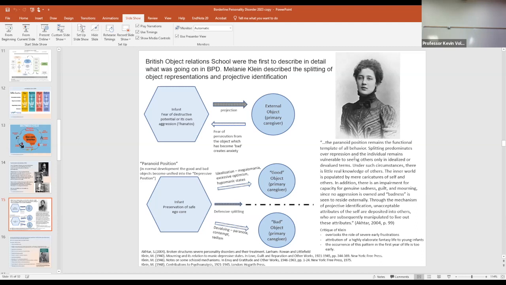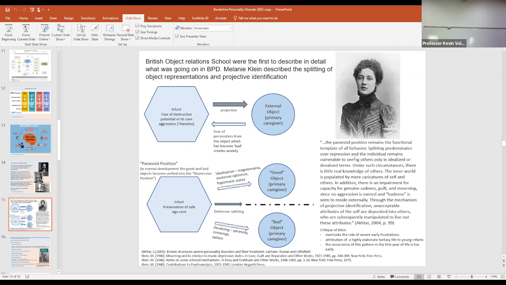But in the paranoid position, the infant wants to protect the goodness. So it splits the primary caregiver object into good and bad. Remember I told you about the infant feeding at the breast: it gets the nourishment, it feels good. When it's not getting the food, it gets frustrated, and that's a bad feeling. It splits those and projects them onto the primary caregiver, so the caregiver becomes both good and bad. The good part gets projected out as idealization, excessive optimism, hypomanic states. The bad is devaluing, paranoid, contemptuous, and sadistic. It maintains this split in order to protect the good and keep the bad from persecuting it. So this is the paranoid position.